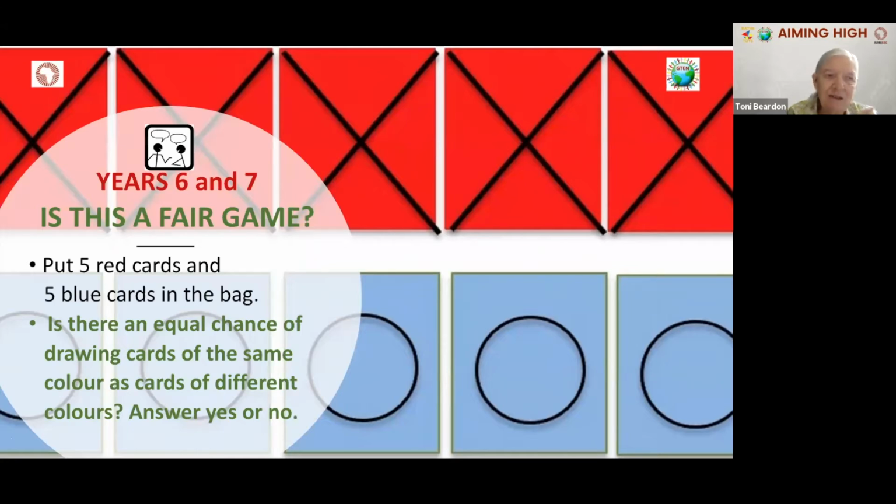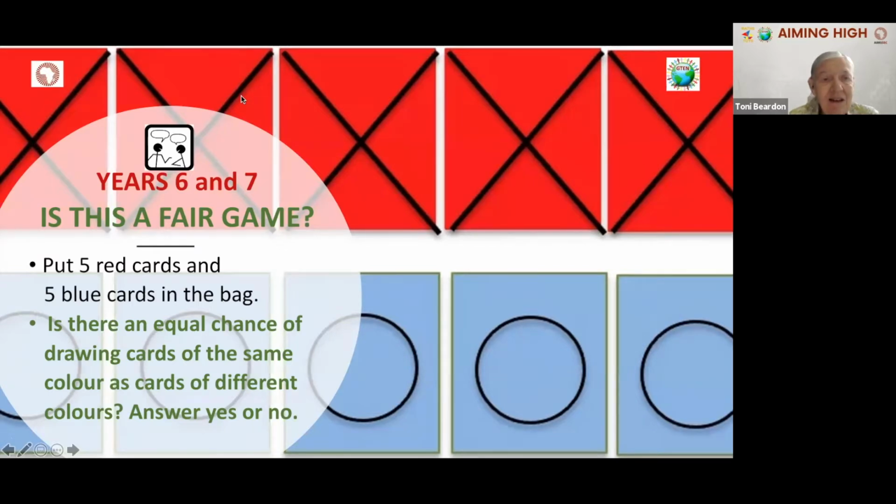So it's not really clear from this experiment. We would have to do many more repetitions of this game in order to get an idea as an experimental probability whether it was fair or not. Is there an equal chance of drawing cards of the same colours, cards of different colours? Answer yes or no.